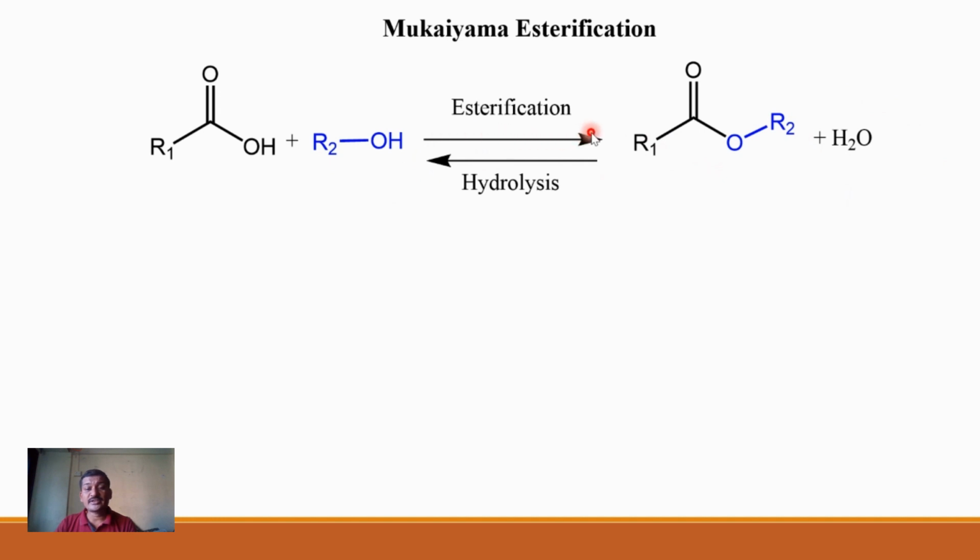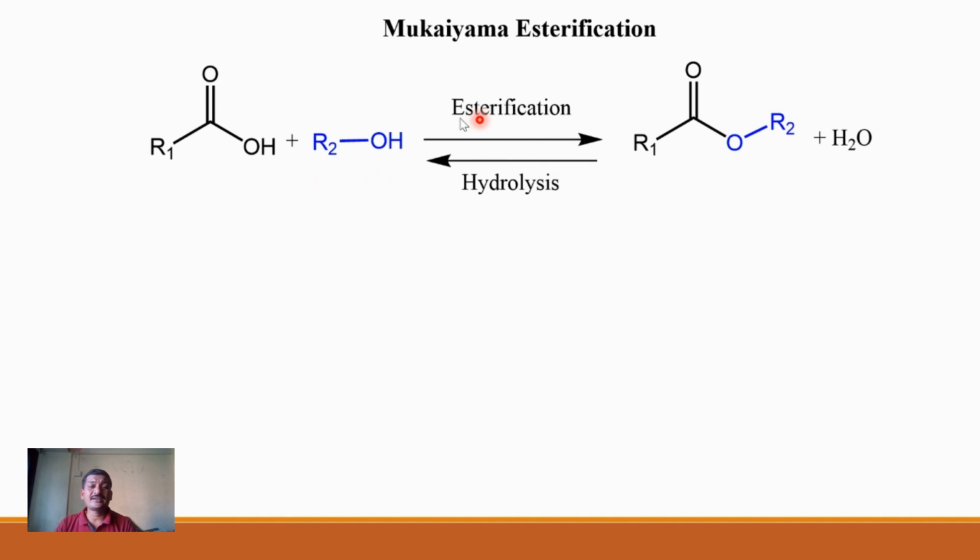Generally, esterification reactions are catalyzed by acids like H2SO4. The reverse of esterification is called hydrolysis, meaning when you hydrolyze any ester, you will get the carboxylic acid and alcohol. Generally, hydrolysis reactions are catalyzed by a base like NaOH or KOH.